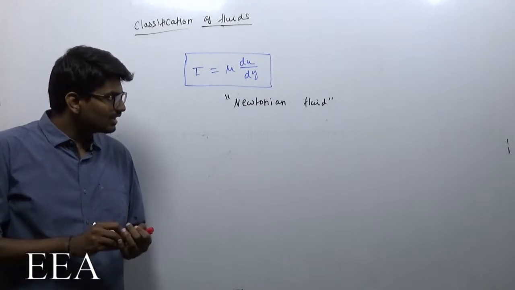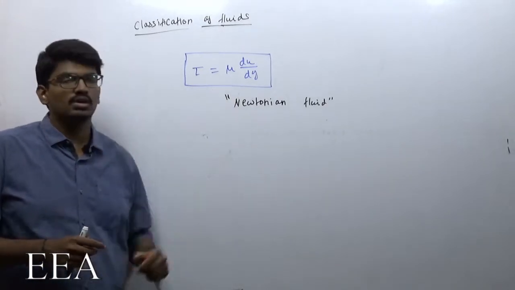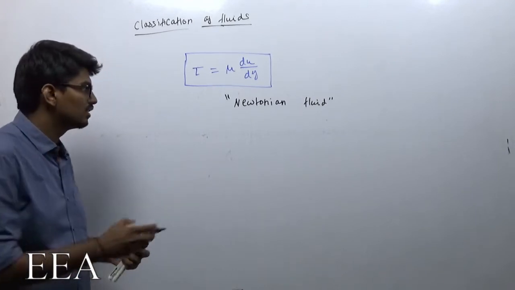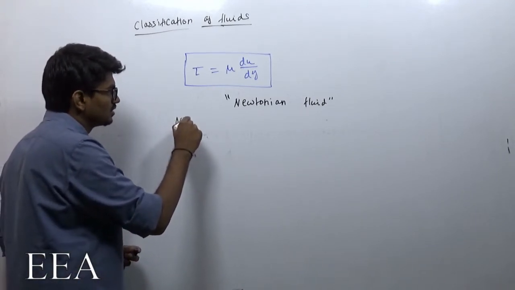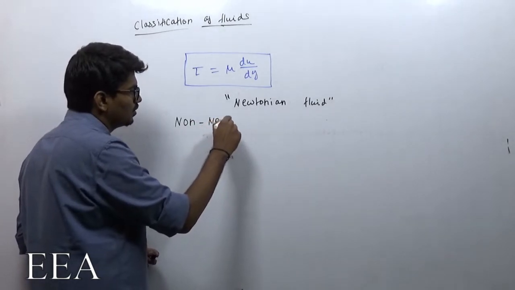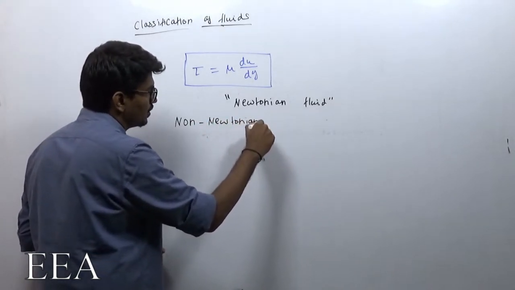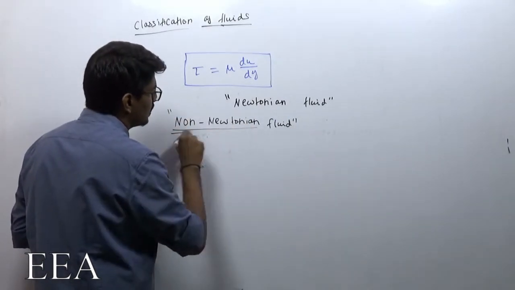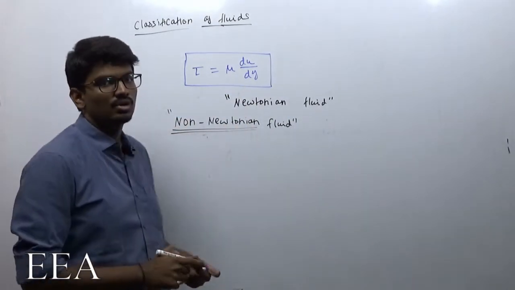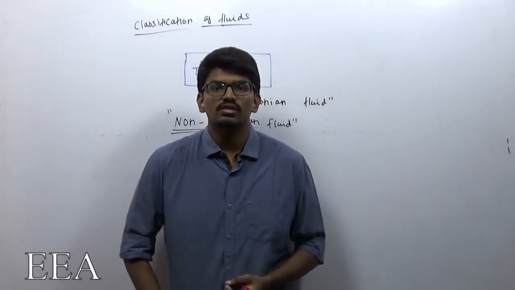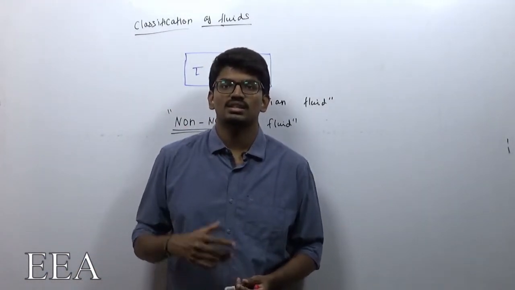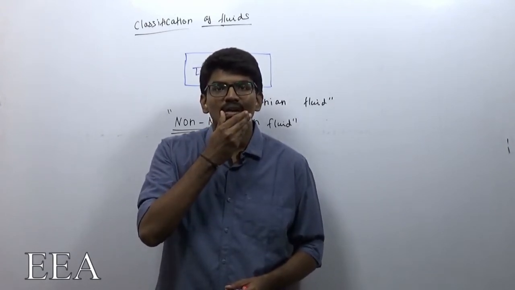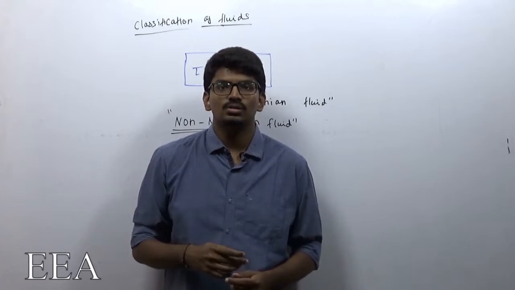Now all the other fluids which do not come under Newtonian fluid, that is, if a fluid does not follow Newton's law of viscosity, then I will call that fluid a non-Newtonian fluid. In case of Newtonian fluid, we see different formulas and characteristics like viscosity, etc. But now for non-Newtonian fluid, how do we define it?